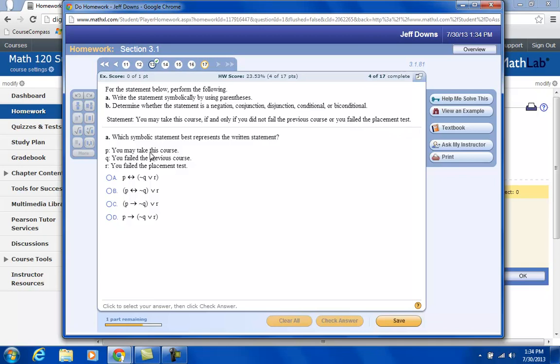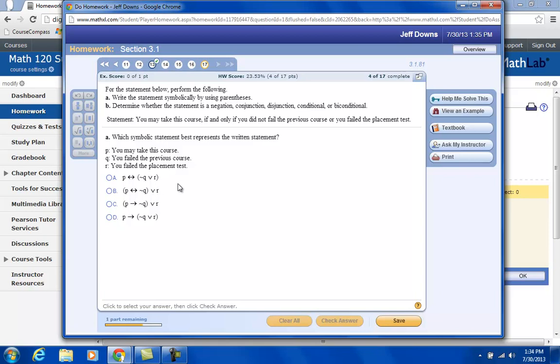So P is you may take this course. We know it's going to start with the P. Then we have the if and only if. So it's going to be one of these two that has the if and only if. You did not fail the previous course, so Q is you failed the previous course, so it's going to be a not Q. We have the not Q. Or you failed the placement test. So it is one of these two here.